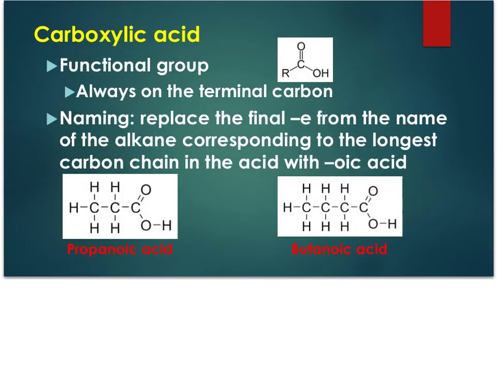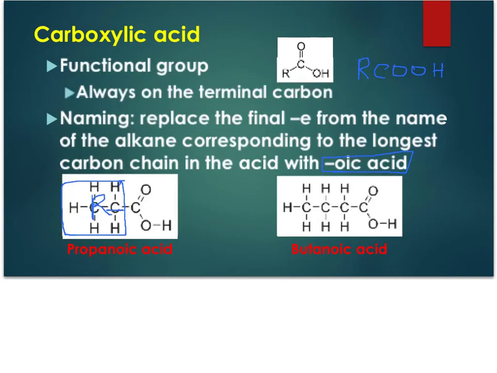Carboxylic acids are sometimes called organic acids. The functional group R, C, double bond O, OH is represented like this also. And it's always going to be on the terminal carbon. Same naming system, replace the final E of the alkane with oic acid. So they're always going to end with oic acid. So when we look at this example, propanoic acid, this is our R group. So R, C double bond O, OH.